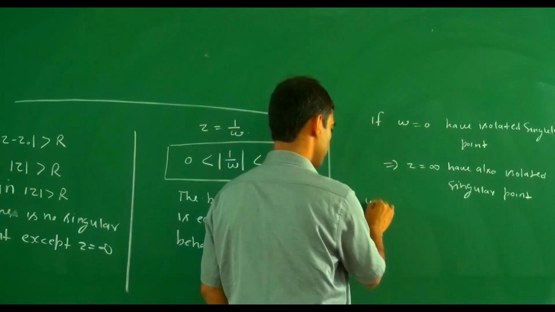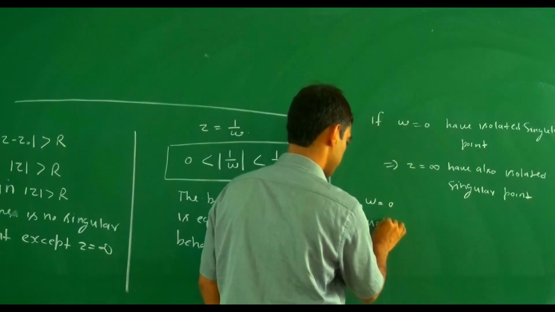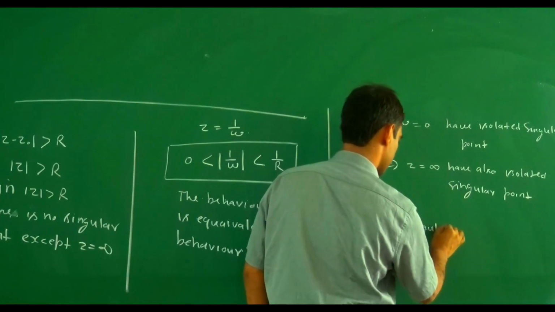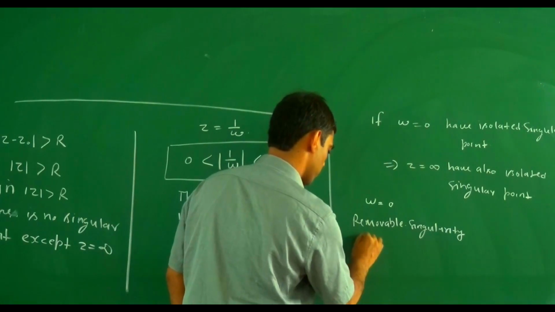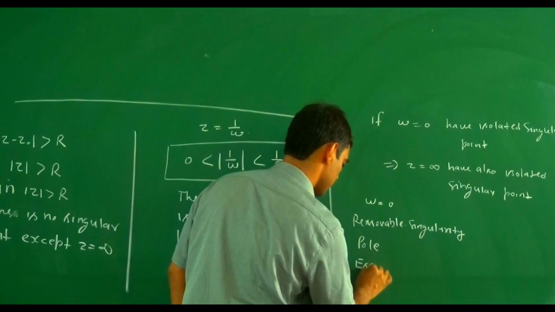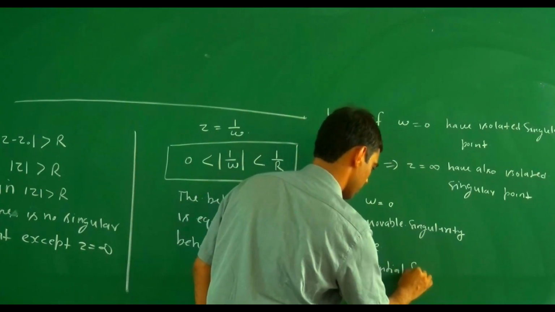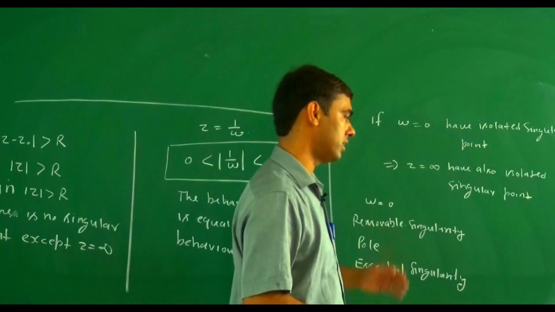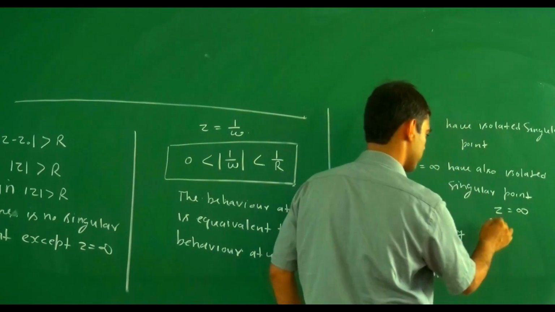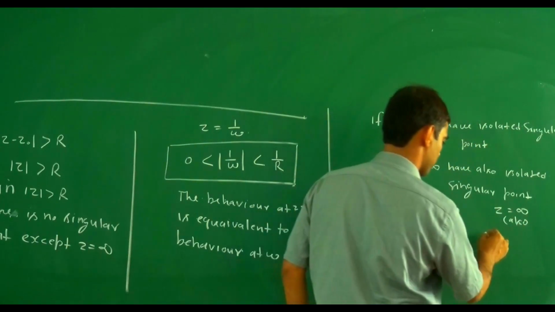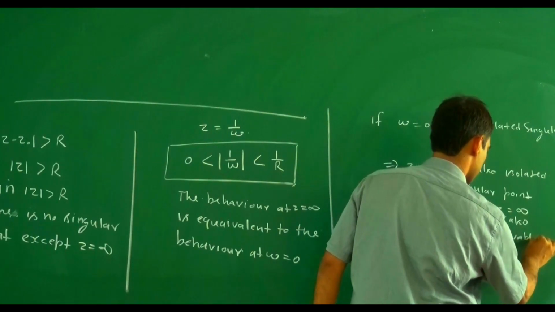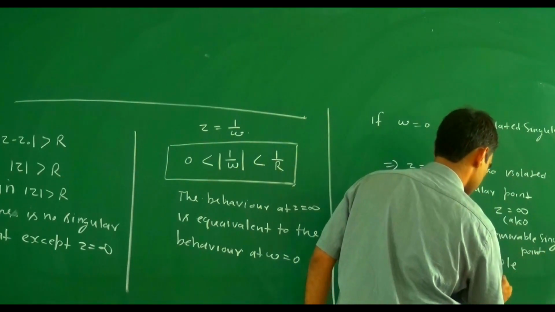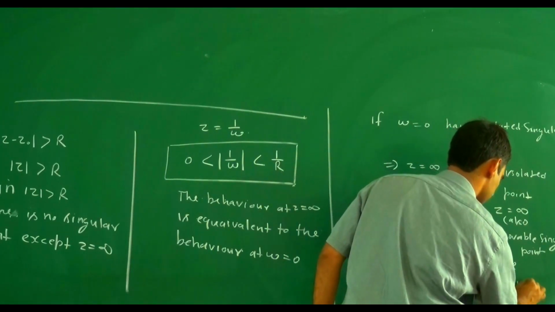Similarly, if w equals 0 is a removable singularity, or a pole, or an essential singularity, then the same happens at z equal infinity. z equal infinity is also a removable singular point, or a pole, or an essential singular point.